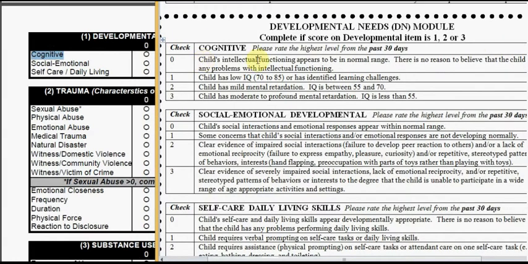0. Child intellectual functioning appears to be in normal range. No reason to believe that the child has any problems with intellectual functioning. In 1, the IQ is low, between 70 to 85, or has identified learning challenges, and these learning challenges can be known through the individualized educational plan or through the parents. In 2, the child has mild mental retardation, that is IQ between 55 and 70. And in 3, child has moderate to profound mental retardation, IQ is less than 55.